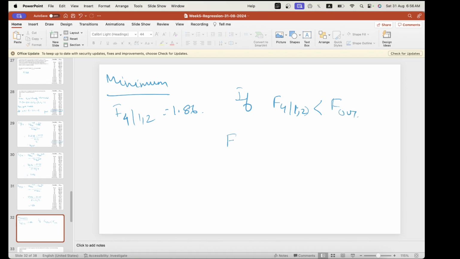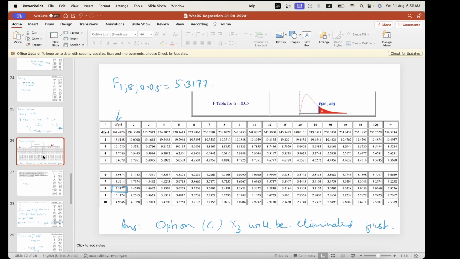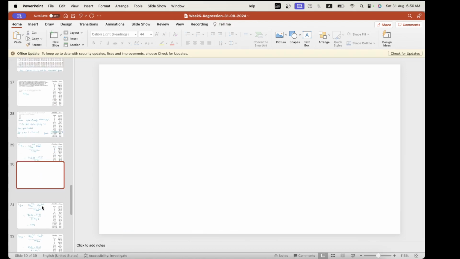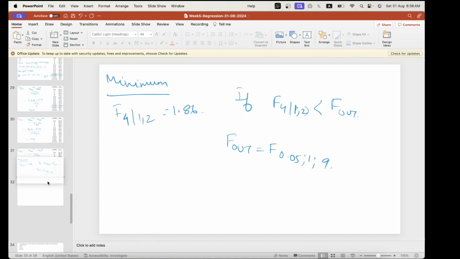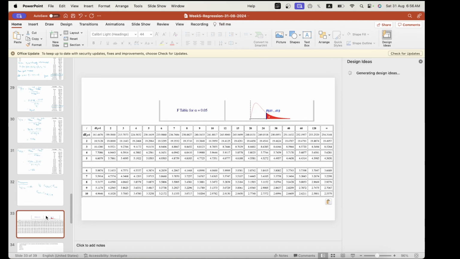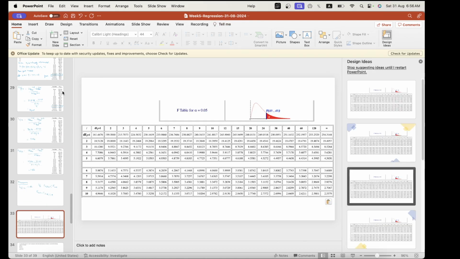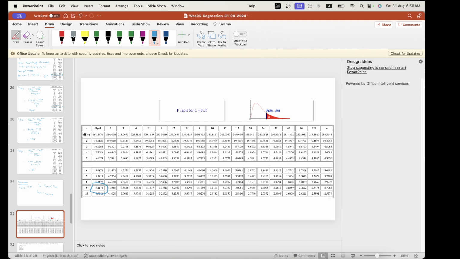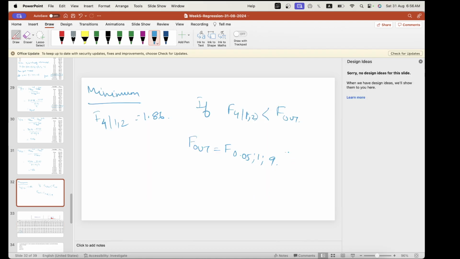Okay, so F out is how much? F out will be F 0.0519. So let us find out from this table again. So from this table we can see F 0.0519 is 5.1174. It's here. This is 5.1174. So this thing is 5.1174.